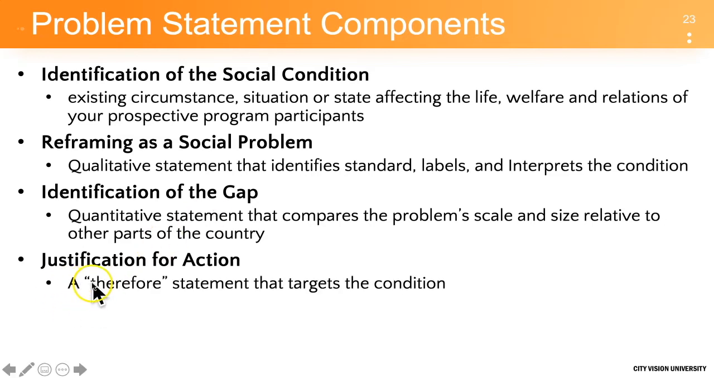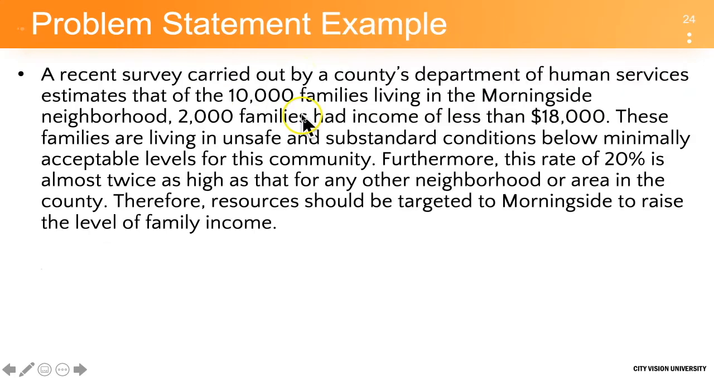And then lastly is this justification for action. And it's a therefore that actually is going to come full circle back to this social condition. Let's put all that together in an example. A recent survey carried out by a county's Department of Human Service estimates that of the 10,000 families living in the Morningside neighborhood, 2,000 families had income of less than $18,000. Okay, so there's your statement of condition. It's factual. There's no labeling. There's no interpretation. There's no standard that's contained in that statement.